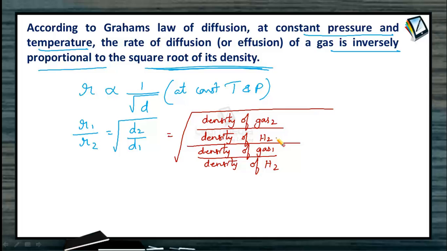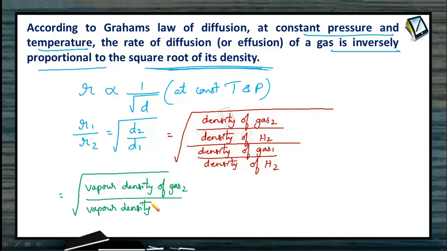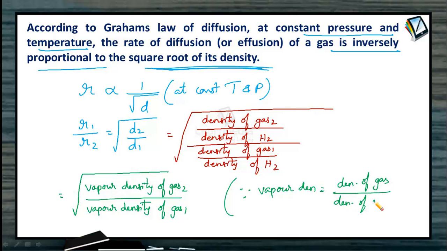So it doesn't matter, as we are dividing the density of both the gases by the density of hydrogen. Then in place of the density of the gas upon the density of hydrogen, we can write the vapor density of gas 2 upon the vapor density of gas 1. And why can we write like this? Because vapor density is nothing but equal to the ratio of the density of the gas and the density of hydrogen.